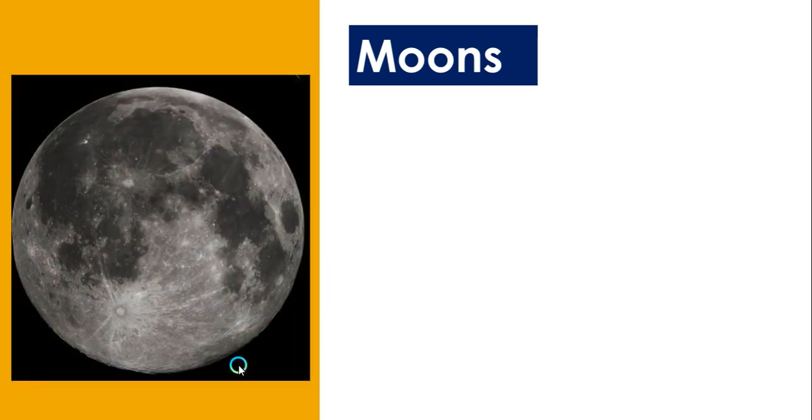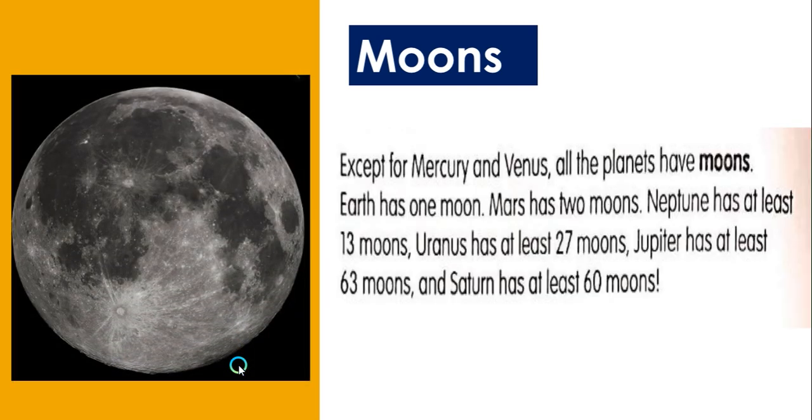Number one is moons. Now, except for Mercury and Venus, all the planets have moons. Earth has one moon. You all know that. Mars has two moons. Neptune has at least 13 moons. Uranus has at least 27 moons. Jupiter has at least 63 moons. And Saturn has at least 60 moons.